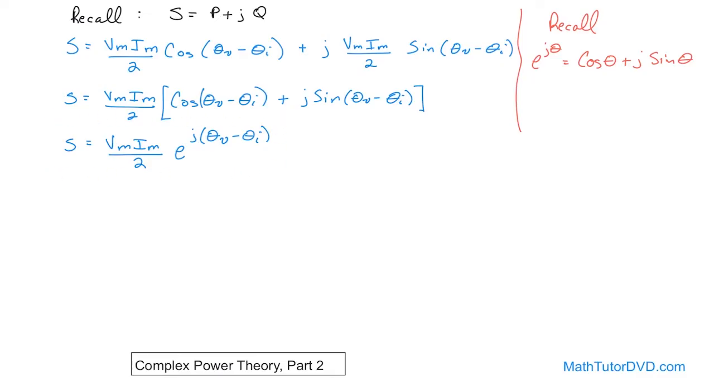But notice that when we've been working with phasors this whole time, we don't write e to the j angle over and over again when we write voltages and currents. We don't carry the complex exponential out because we'd be writing it 50 million times. What we do instead is we write it like this. So this is how we're going to formulate it: 1/2 Vm Im, and then we just write this angle bracket and the phase angle, theta V minus theta I. This is complex power.